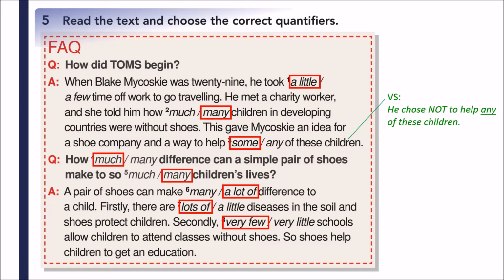For question 4, difference can be countable and uncountable. In this context, we're talking about difference as a kind of change, and change is an idea that is uncountable. But when we are listing the similarities and differences between two things, we have a clear list and we have a number of the differences. In this case, it is countable.